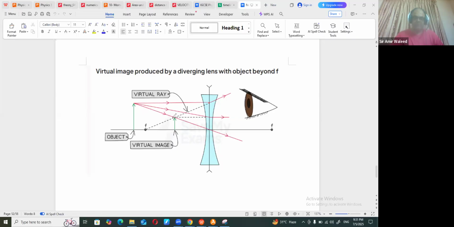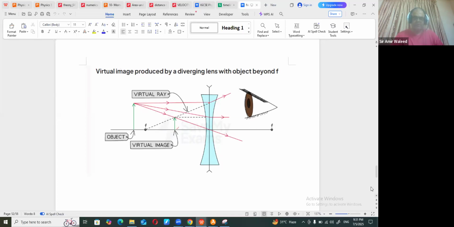You can see that the image is always small in size. So it's always virtual and it's always forming on the same side of the lens, right? So this is the type of image the lens forms.